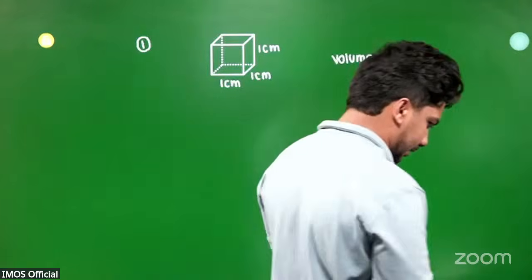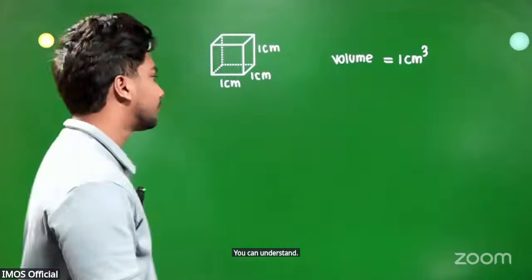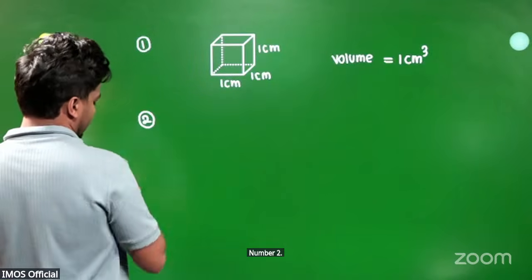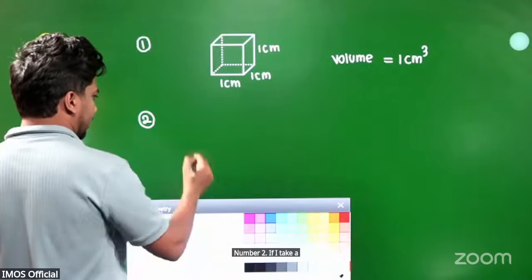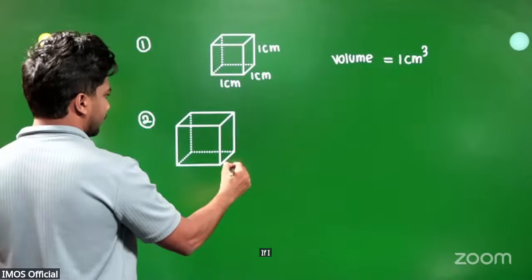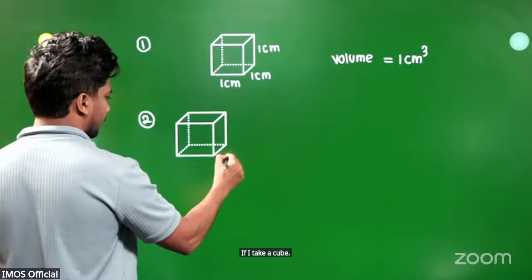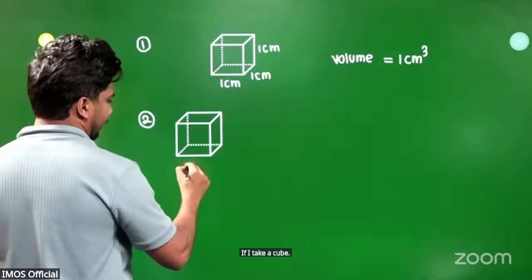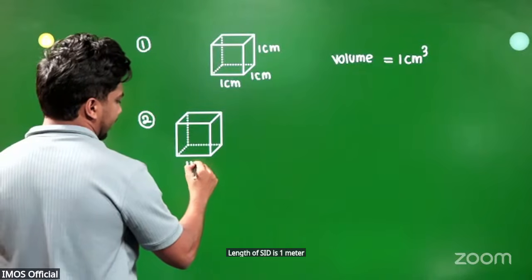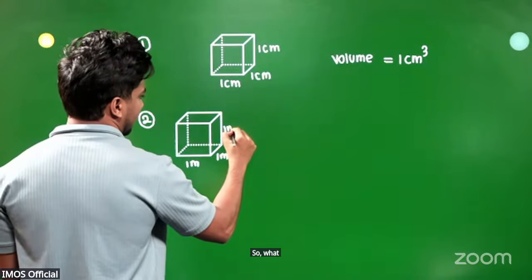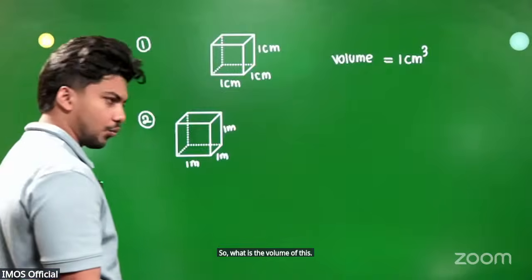You can understand. Number two. If I take a cube, length of a side is 1 meter. So what is the volume of this? 1 cubic meter.